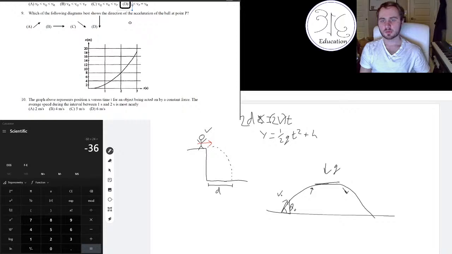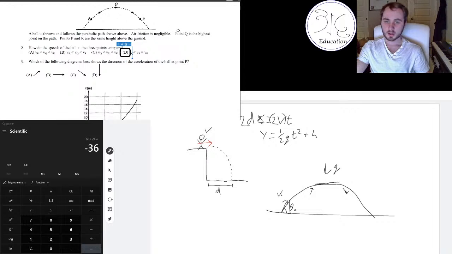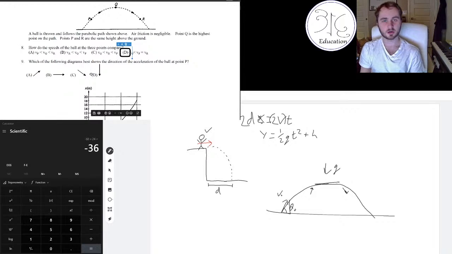Cool. So now, next we're asked, which of the following diagrams best shows the direction of the acceleration of the ball at point P? So yeah, kind of a trick question because it doesn't matter what our point is, right? Air friction is negligible, so there's no other force acting on us other than gravity. And gravity is going to be our only accelerator, and it's going to be pointing downwards. So that is D.